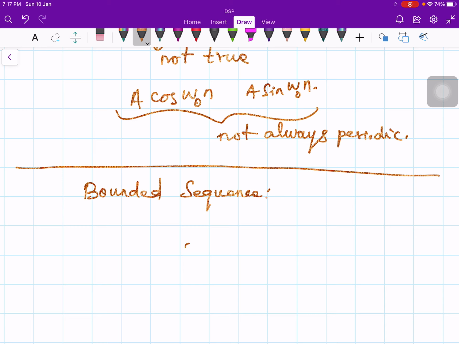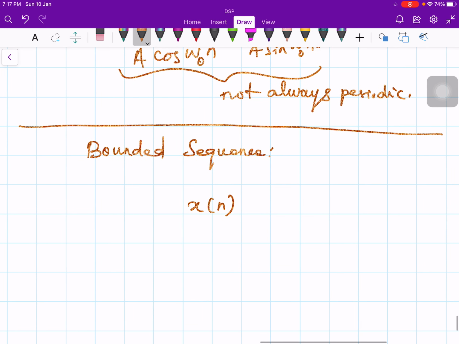Okay, a sequence x of n such that the magnitude of x of n, whether x of n is real or complex, positive or negative, is bounded, that is less than or equal to some number, capital M, which is less than infinity. Bounded means less than infinity.